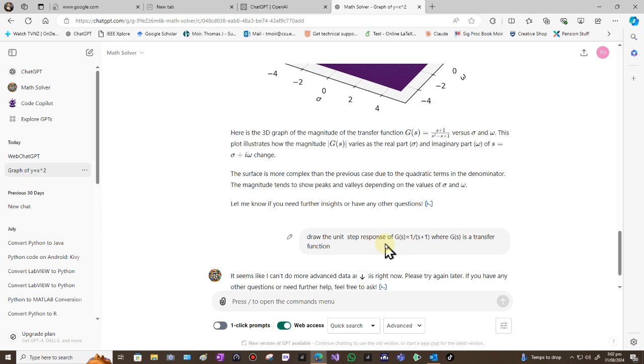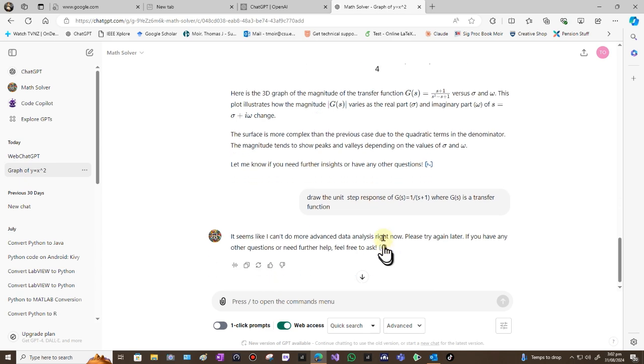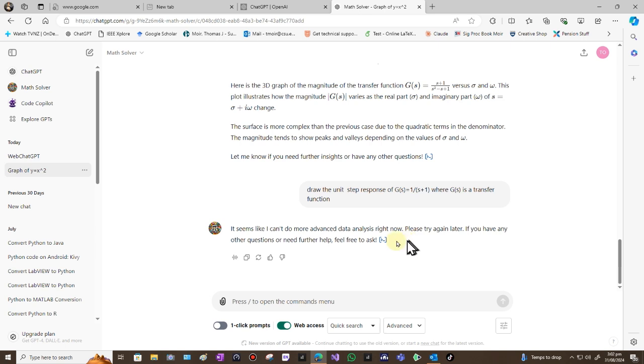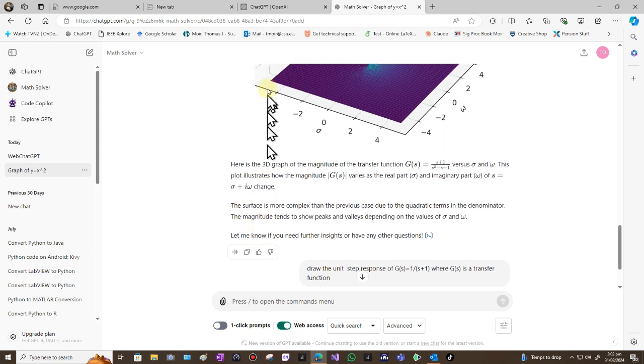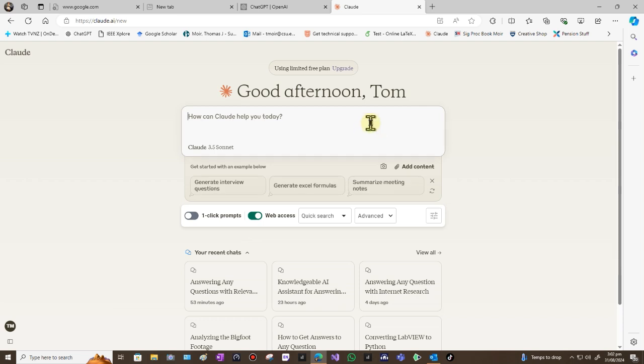And then I went to see if it could do the step response of 1/(s + 1), and I ran out of data. I ran out of time. It says I can't do it, and to come back in 12 hours, which isn't really much good. So I thought that was good because that's actually bypassing Matlab altogether.